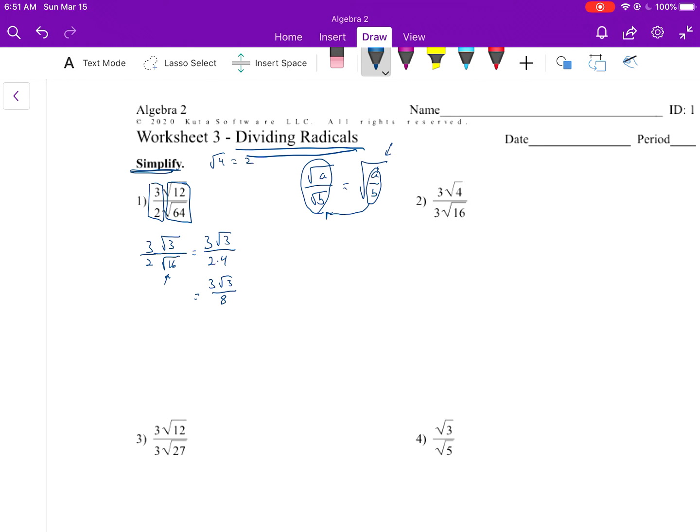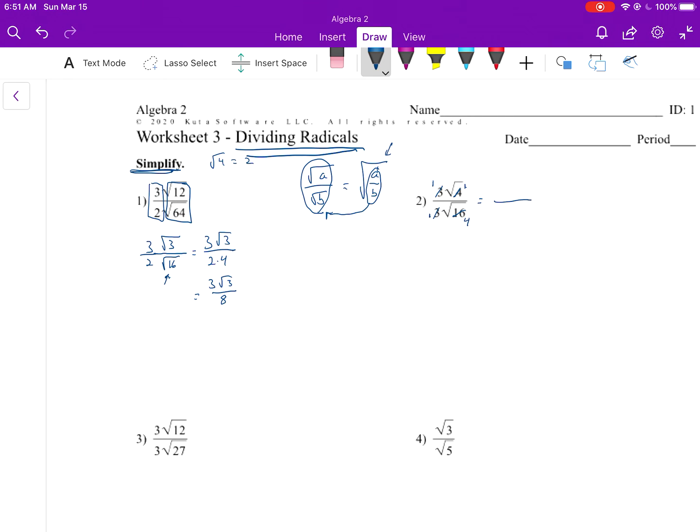Number 2, let's even help you out a little more here. You can pause it and do it on your own first. We have 3 over 3, they reduce to 1. Remember, they don't reduce to 0, they reduce to 1. 4 and 16 reduce, and there's a couple ways to do this one, but 4 and 16 reduce.